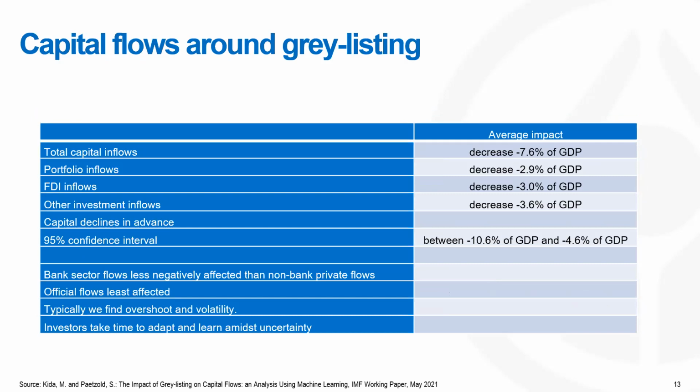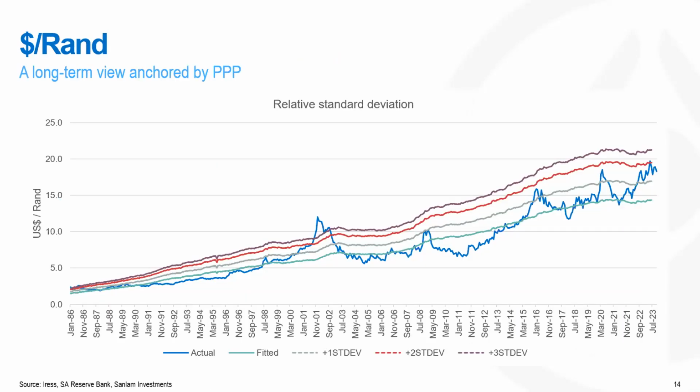It doesn't necessarily have to be this large, but the point being that leading up to a grey listing, you typically get capital outflows, and perhaps even for a time thereafter, as investors struggle to adapt and learn amongst all the uncertainty as to where the currency should really be trading and actually what is going on. And so we typically get overshoot and volatility. So if you add that into the mix, no surprise that the rand has been as weak as it has been. But my point, though, is that, again, in terms of valuation, this currency is heavily undervalued, in my opinion.